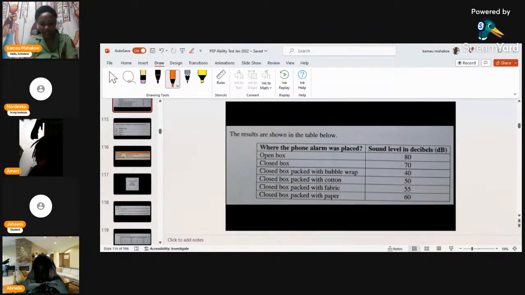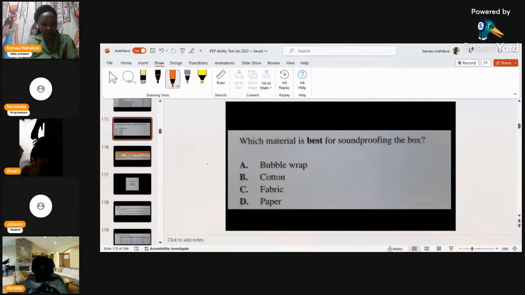Which one of these is the best material for soundproofing? Miss, I think I know. Did we read the options? Amari, read this page for me, please. Should I read it? Yeah, read it twice, please.